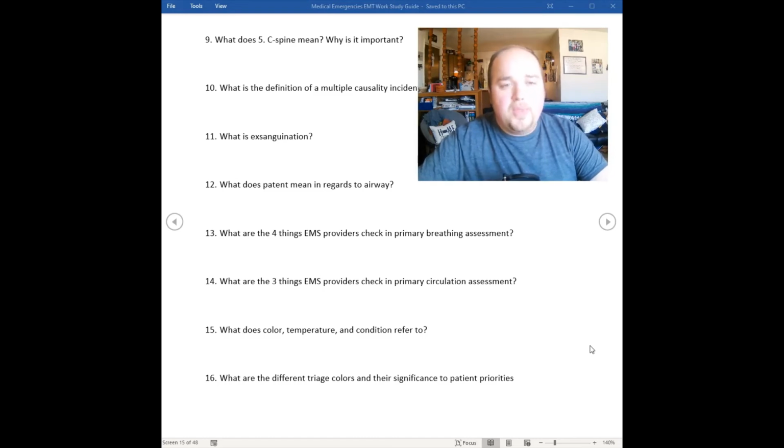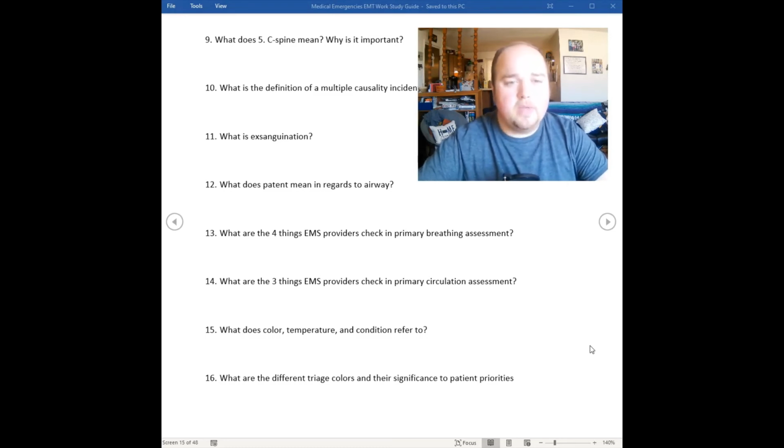And the 4 things we need to remember when we're checking primary breathing is that the breathing is present. How are they breathing? Are they breathing regular? Are they breathing labored? Are they breathing shallow? Do they have equal chest rise and fall? What are their lung sounds? And then what's their oxygen saturation, so we can determine how much oxygen we need to provide to this individual.